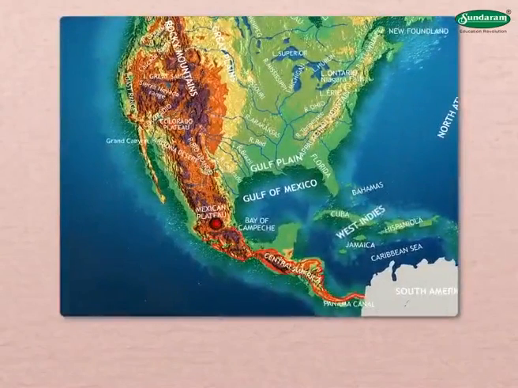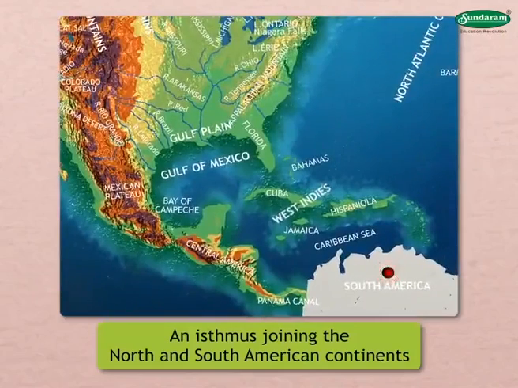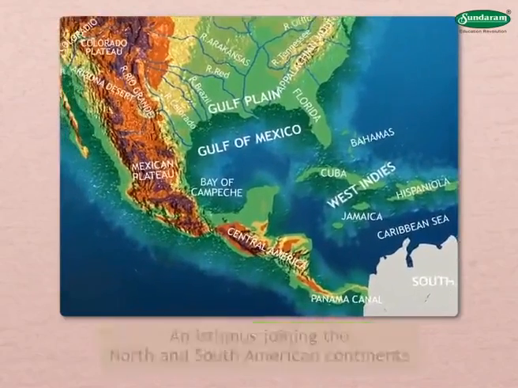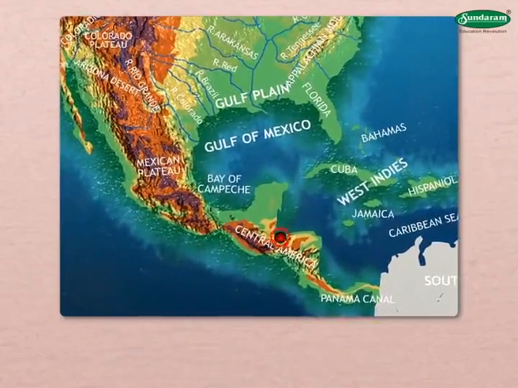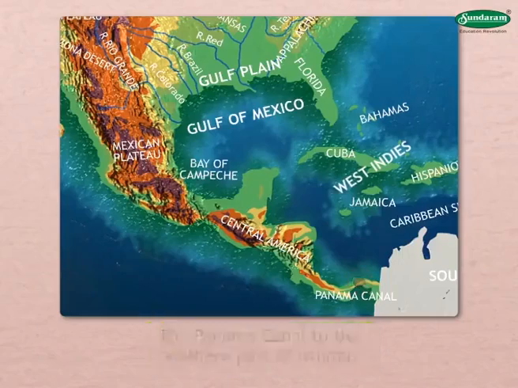There is a narrow portion of land to the south of Mexico. This narrow land is in the form of an isthmus joining the North and South American continents. It is called Central America. The Panama Canal is situated in the southern part of this isthmus.